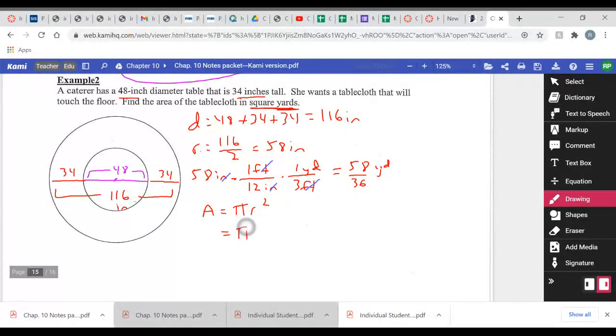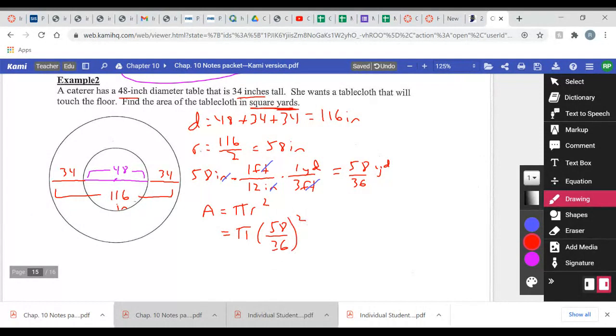So there's my area formula. I'm plugging in my 58 over 36, and I'm squaring that. And if I plug that in my calculator, again, double check plugging this stuff into your calculator. So I pushed the pi button, and then I put a parenthesis, and then I did 58 divided by 36, and then another parenthesis. And now I need to square that. So I'm hitting the x squared button that's to the left of the 7 on my calculator.